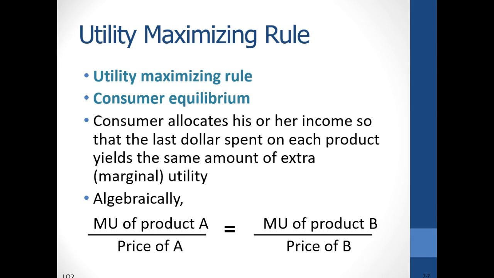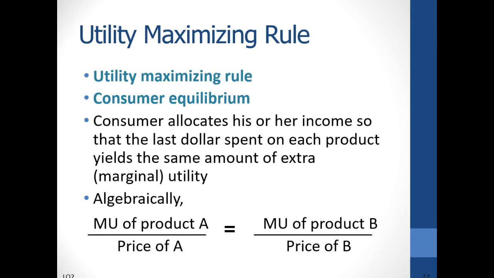Utility maximizing rule. Consumer equilibrium. A consumer is in equilibrium when utility is balanced per dollar at the margin. To maximize satisfaction, the consumer should allocate his or her money income such that the last dollar spent on each product yields the same amount of extra or marginal utility. When this is true, there is no incentive to alter the expenditure pattern unless tastes, income, or prices change.